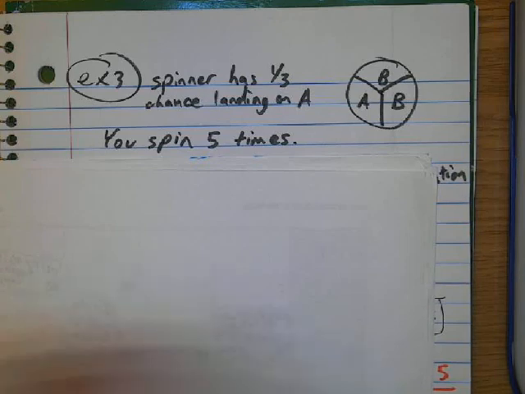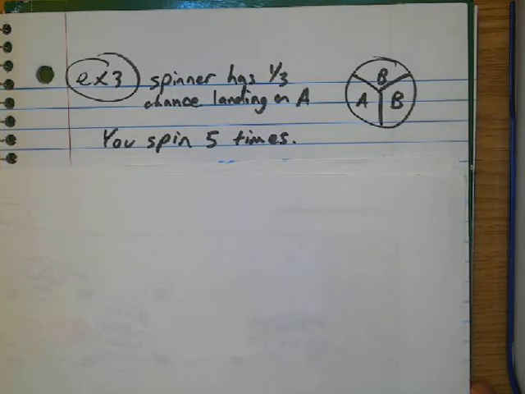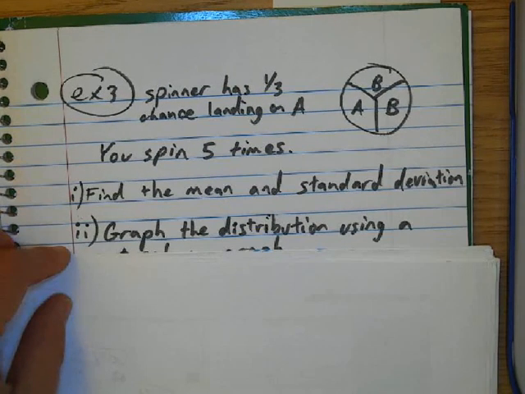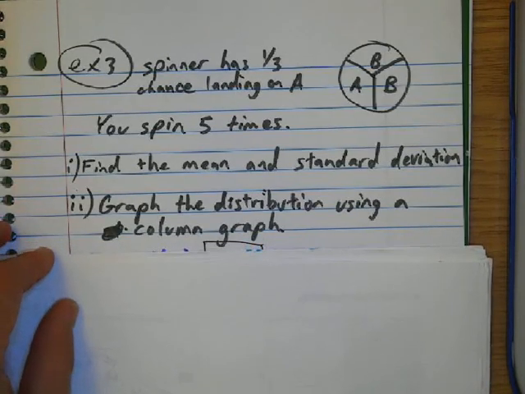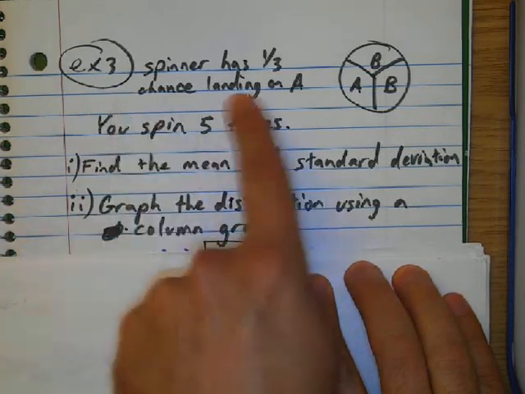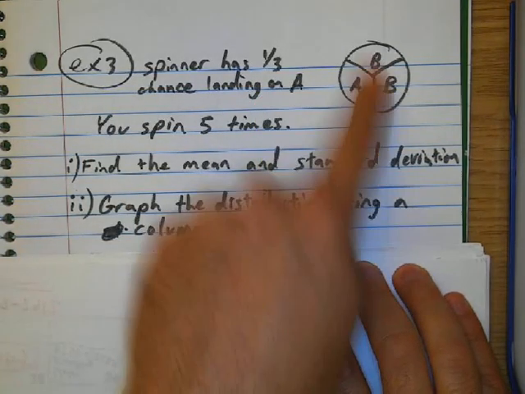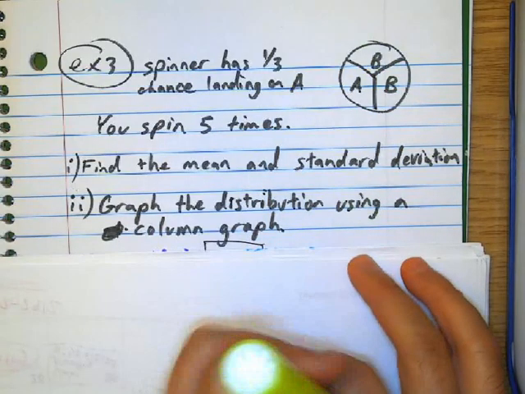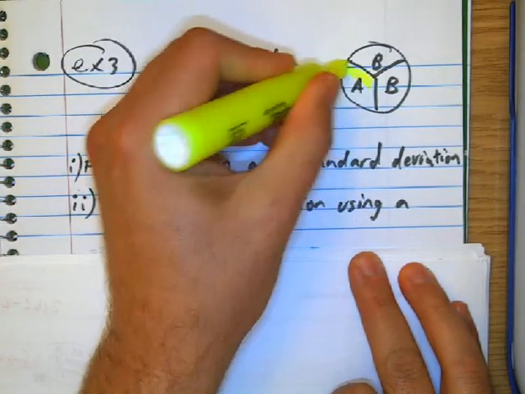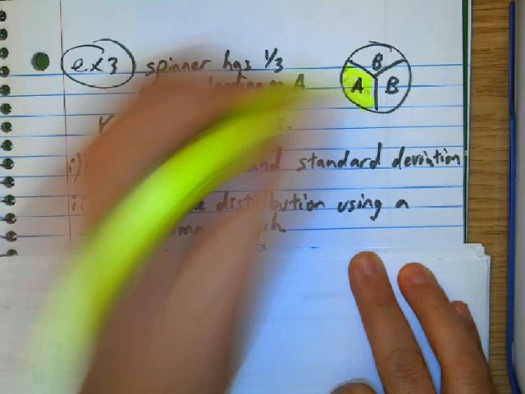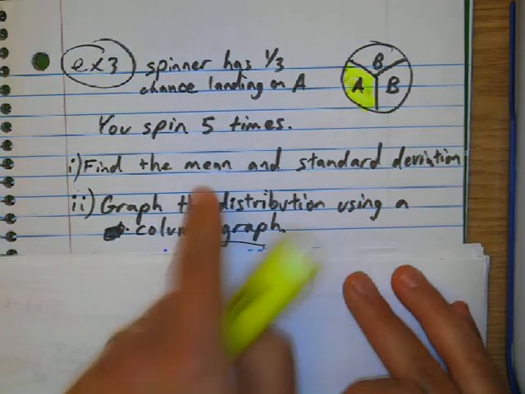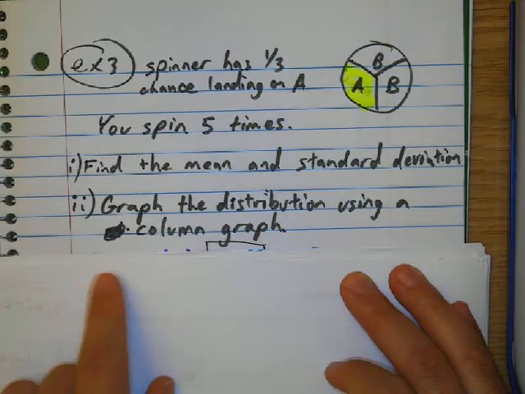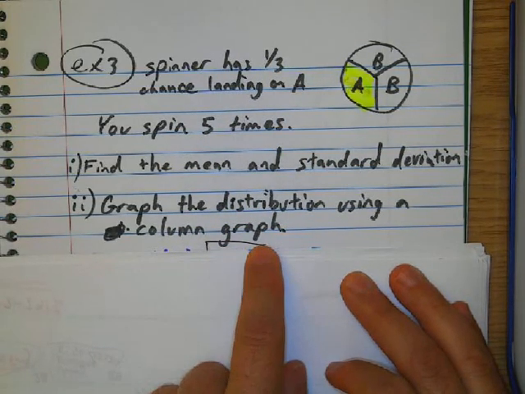All right, we're going to do a problem that's going to help us with our first one in the homework. First, we're going to revisit something that we've worked on in the past. So we've got a spinner, and a third of the time when we spin this, we're going to land on A. Okay. And we want to find the mean and standard deviation of landing on an A. And then we're going to be asked to graph the distribution using a column graph.